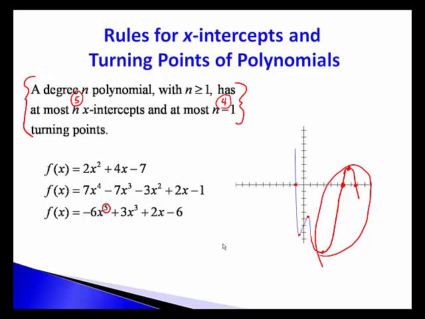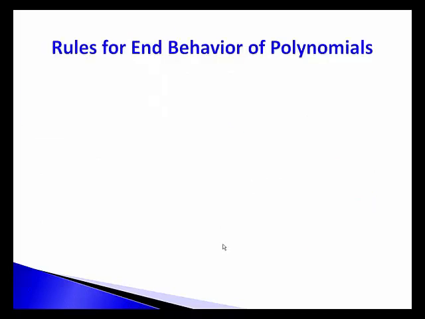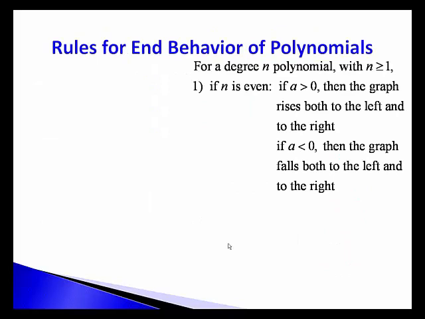Let's talk now a little bit more about end behavior. What we're going to do now is predict end behavior without ever drawing the graph. For a degree n polynomial, where n is greater than or equal to 1, it is at least a line. If n is even, then here's the things that can happen. If a, that's the leading coefficient, is greater than 0, then the graph rises both to the left and to the right. If a is less than 0, then the graph falls both to the left and to the right.